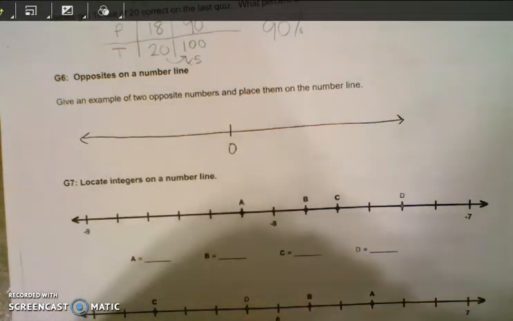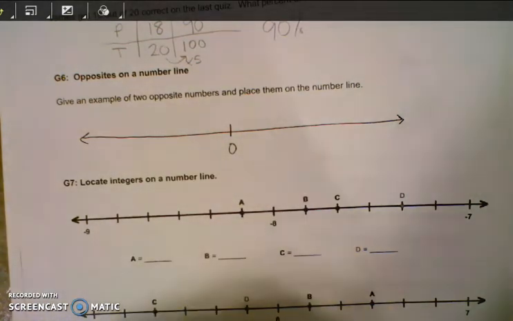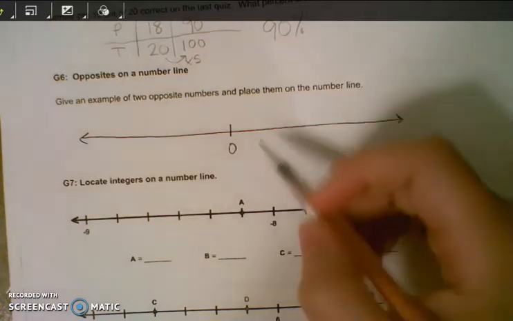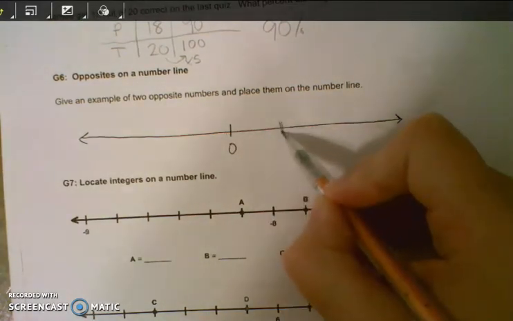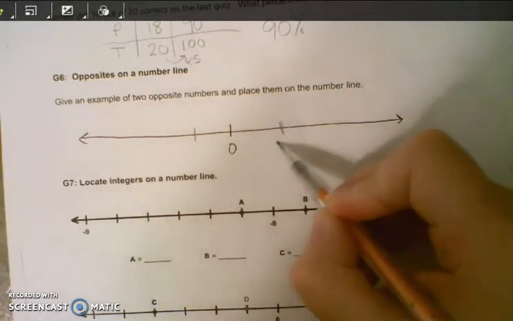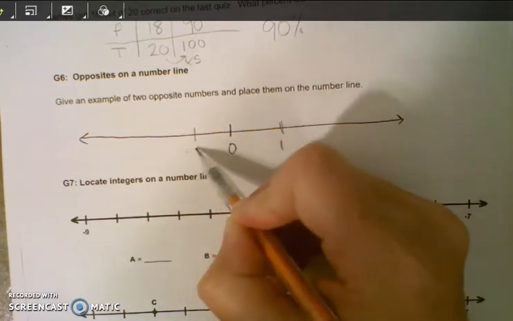So if I was going to choose opposite numbers, I could choose maybe 2 and -2. So if I were going to put that on the number line, this would be +1, this would be -1.